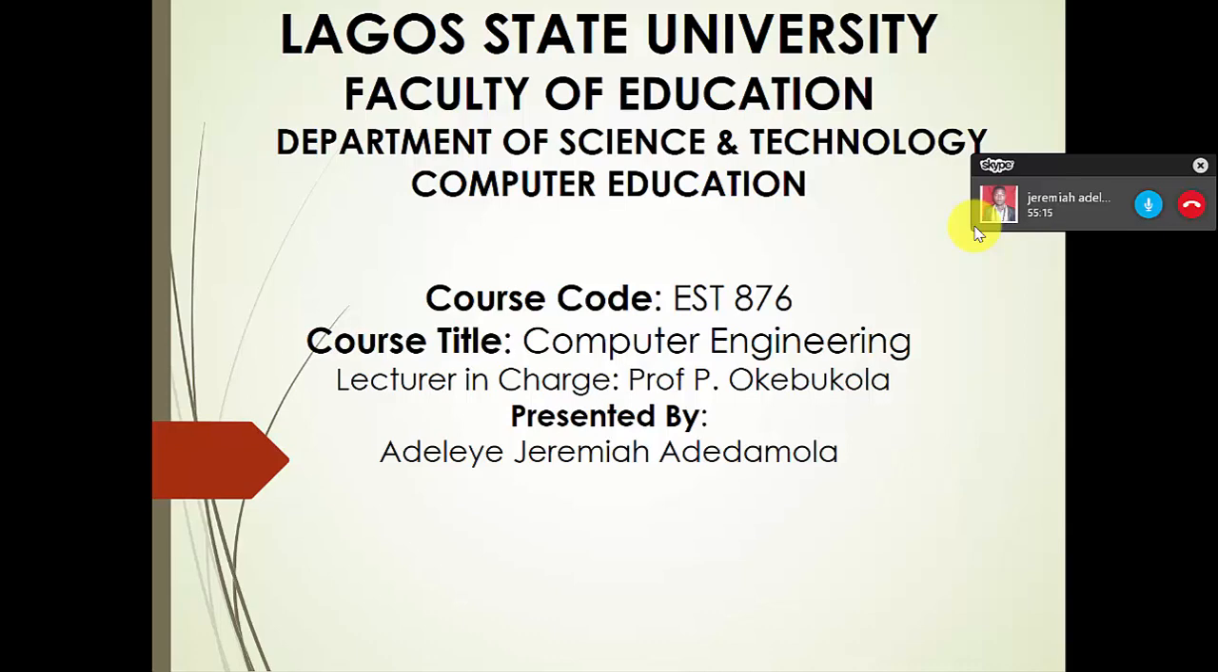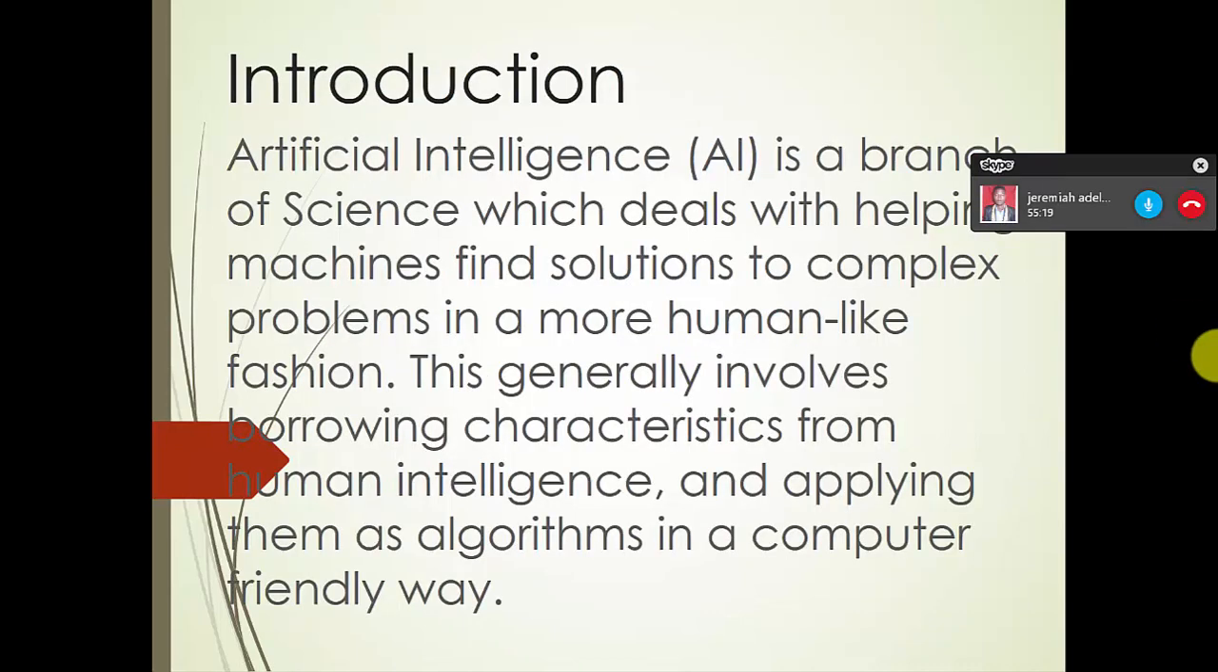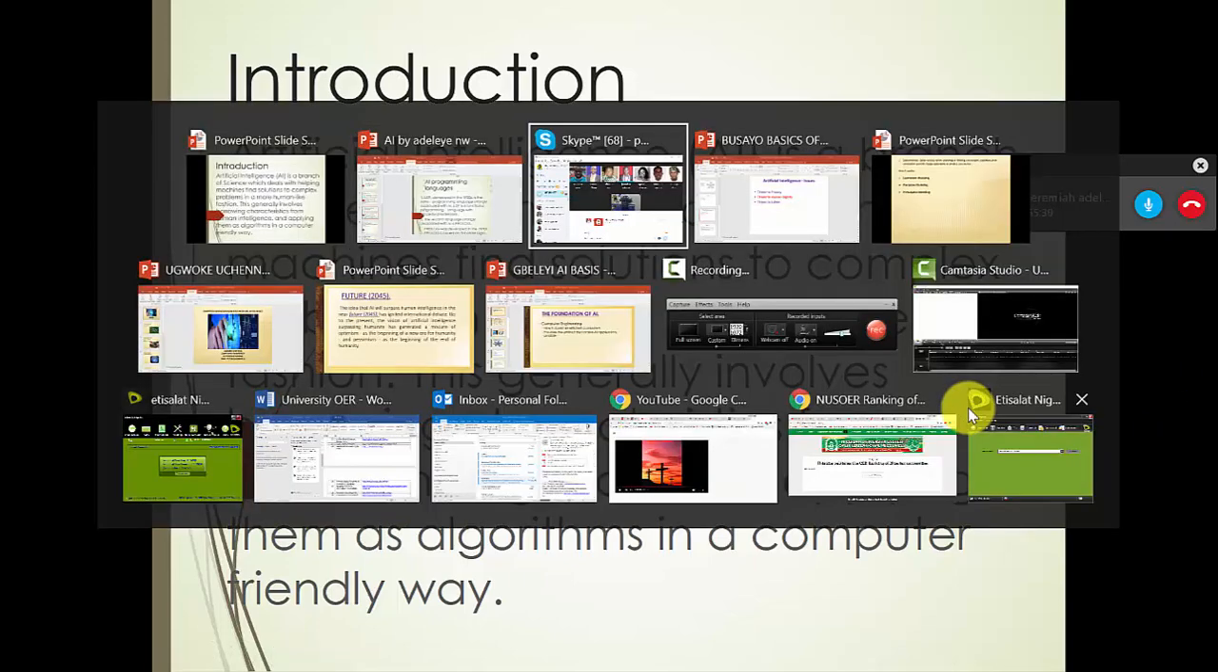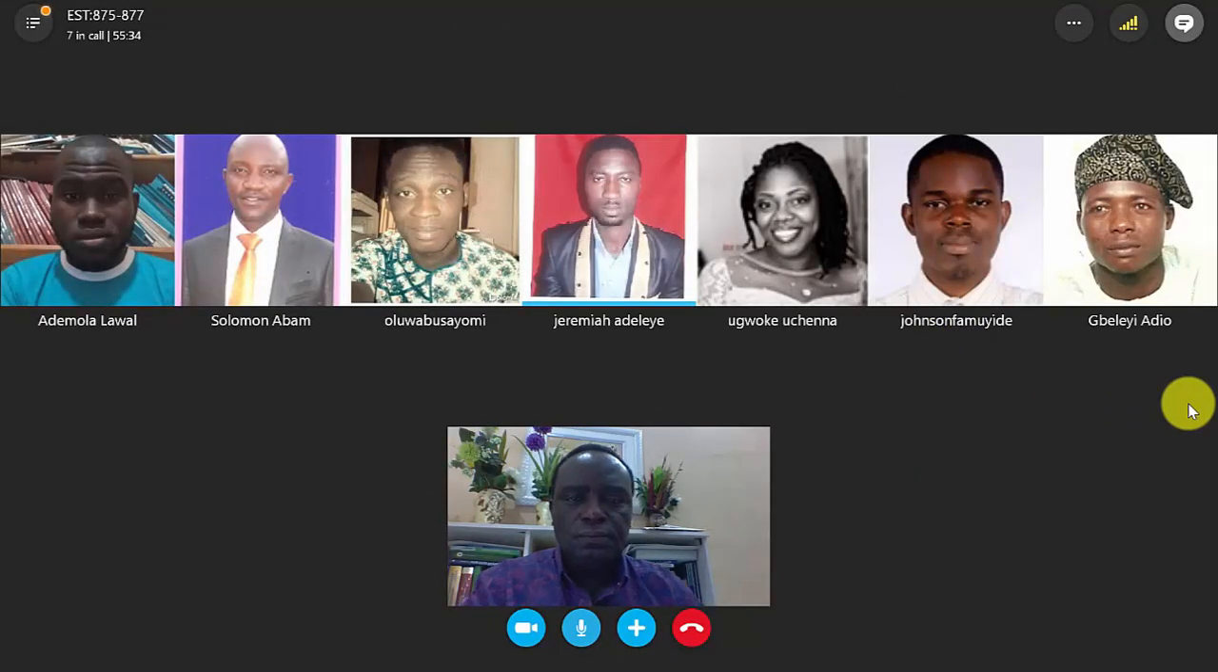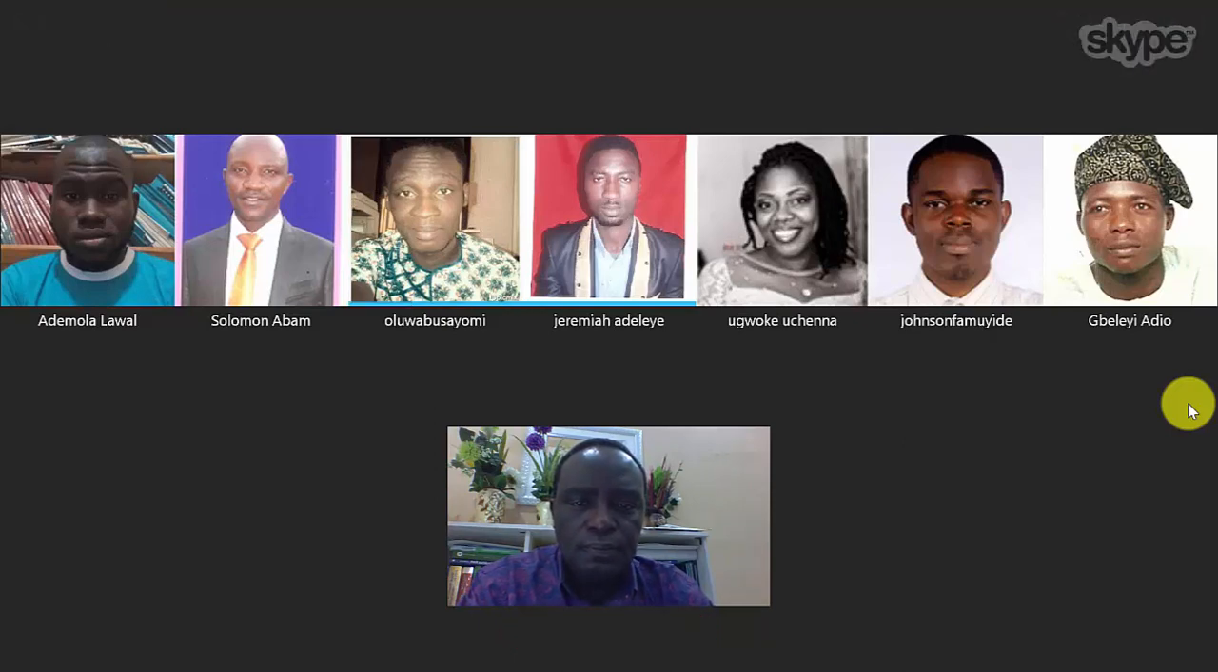So I quickly move to slide 2, where I have my introduction. Artificial intelligence is a branch of science. And what does it do? It helps machines solve complex problems. It helps in solving problems. So it's a machine that analyzes problems based on the knowledge that has been deposited in the repository. I move to slide 3.